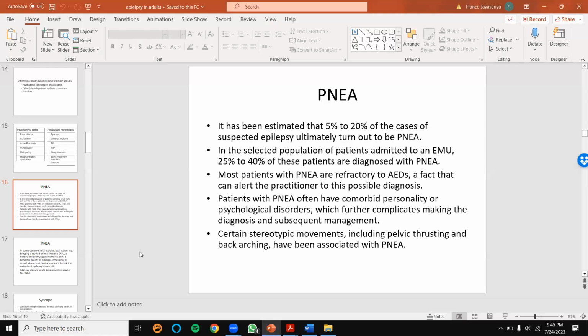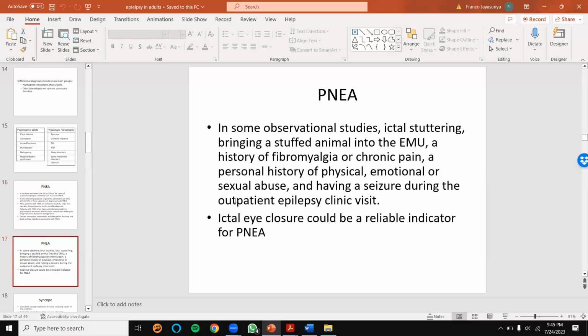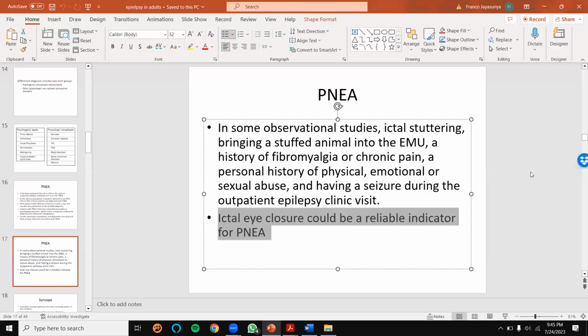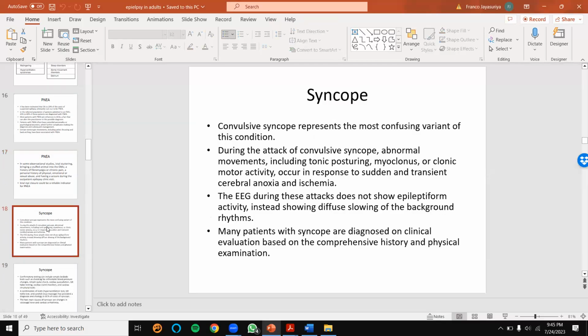So again, these slides are basically describing what I said. Okay. This is the part. Okay, say this first. If someone asks you how to differentiate between a true epilepsy and a pseudo seizure, say this first: the ictal eye closure. Okay. Psychogenic non-epileptic seizure or a pseudo seizure. In a pseudo seizure, this eye closure is a reliable indicator.